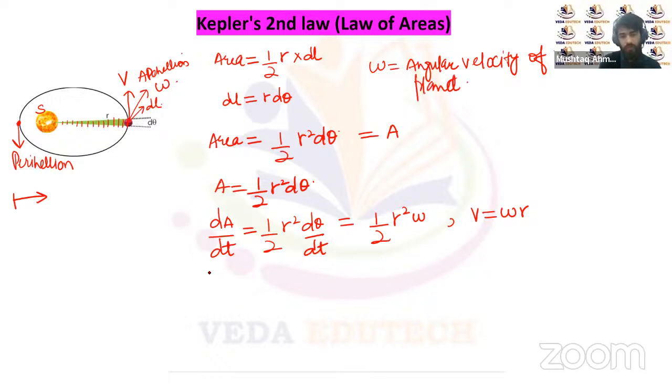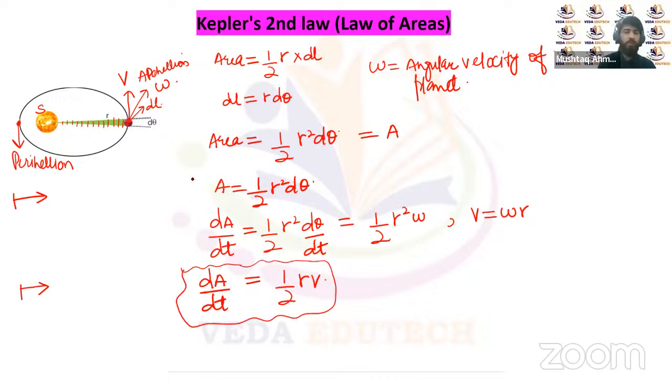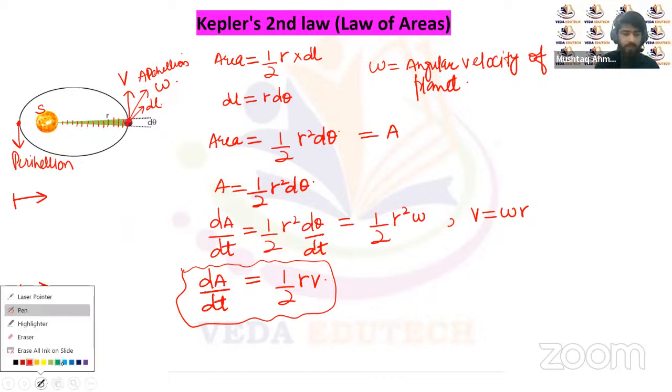Now this dA over dt will be, we can replace r omega with v. It will be half r multiplied by v. So the law of areas says that dA over dt will be half r multiplied by v, where v is the speed of the planet, or velocity of the planet at any instant.